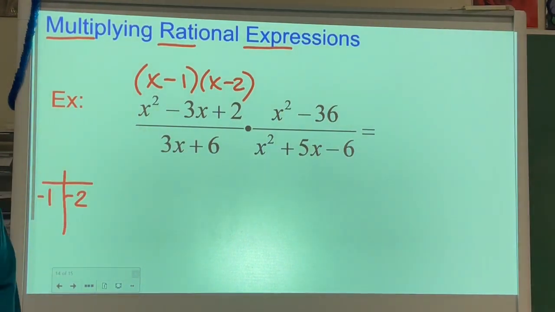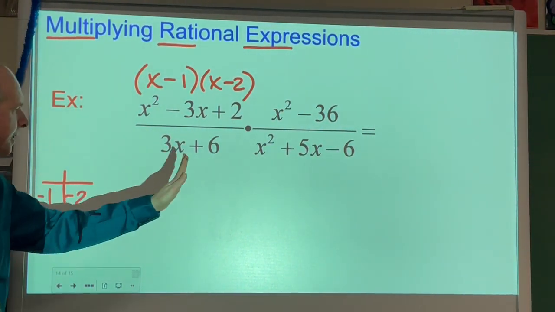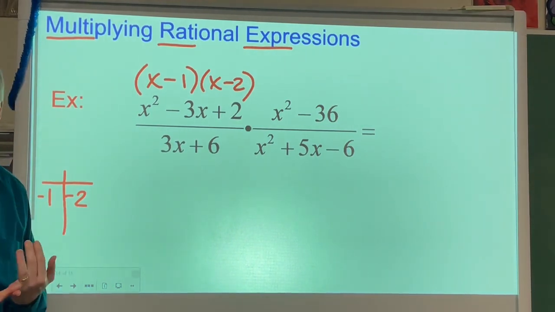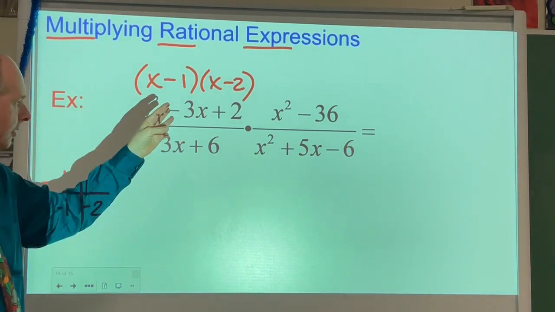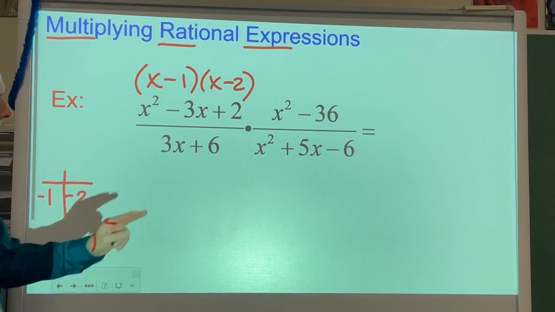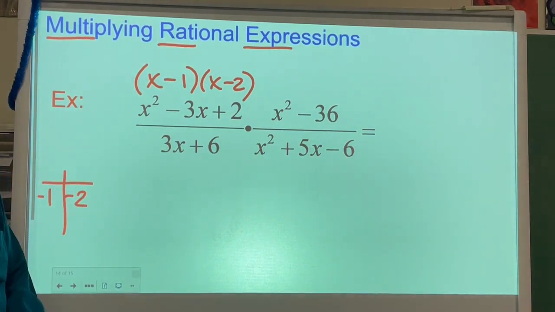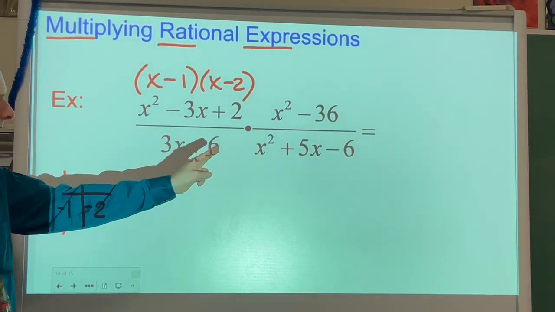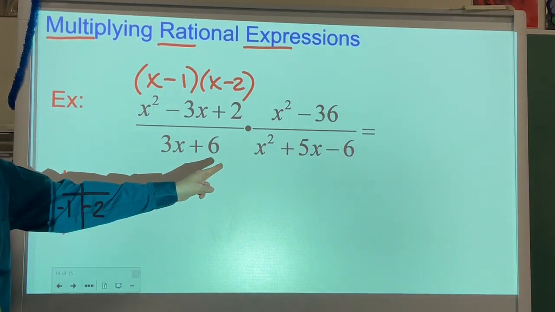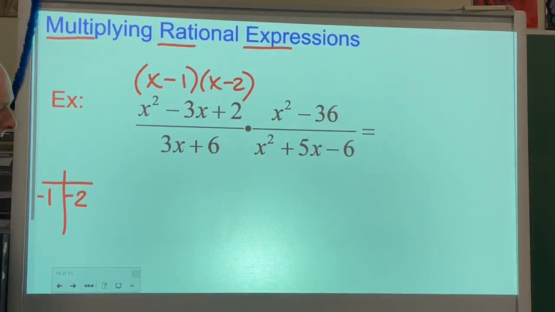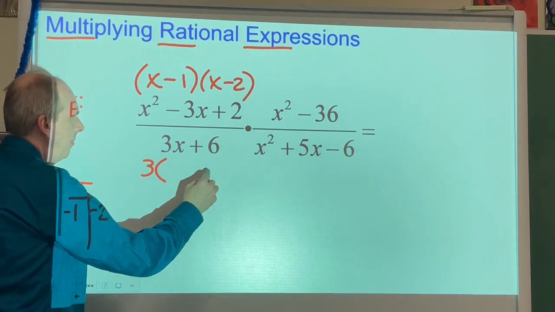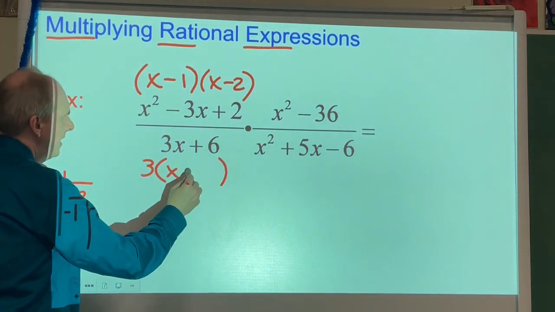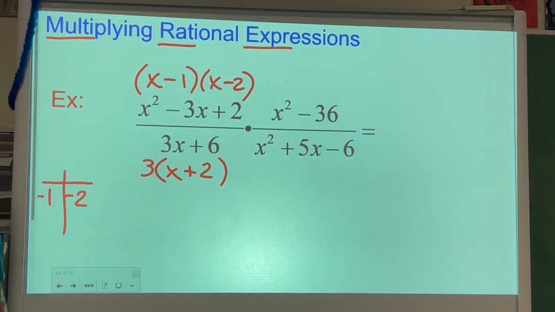Let's go down below. 3x plus 6. There's no x squared. It's not a trinomial like the one above with 3 terms, but they do have something in common. This is 3 times x. This is 3 times 2. You said 3 both times. They have a 3 in common. 3 times x and 3 times 2.